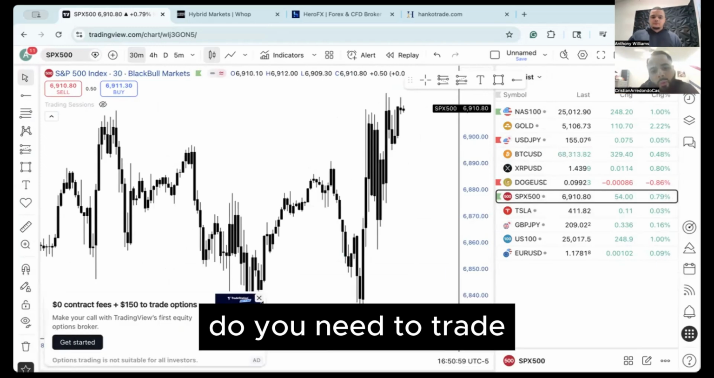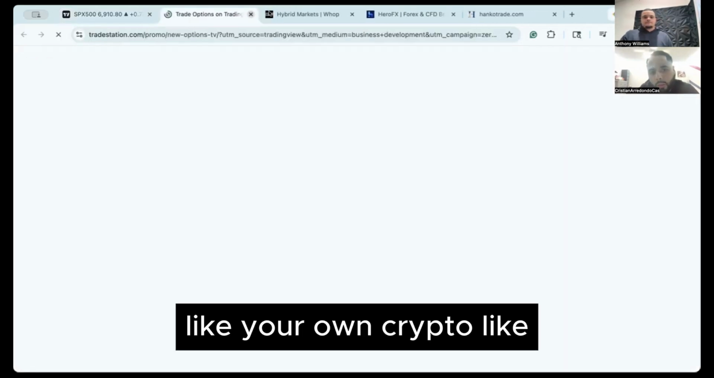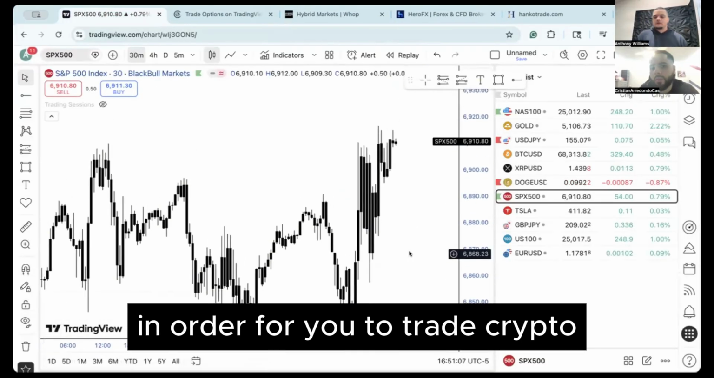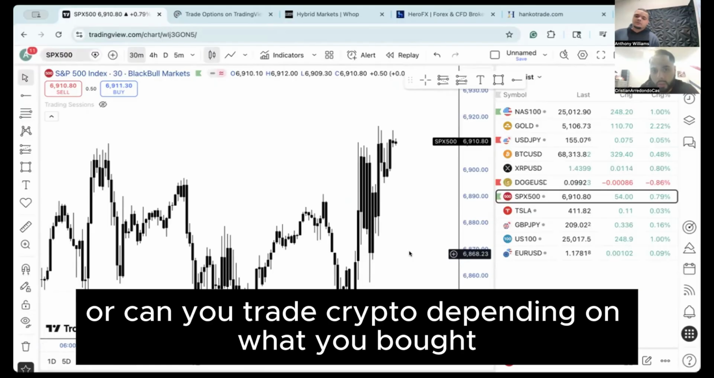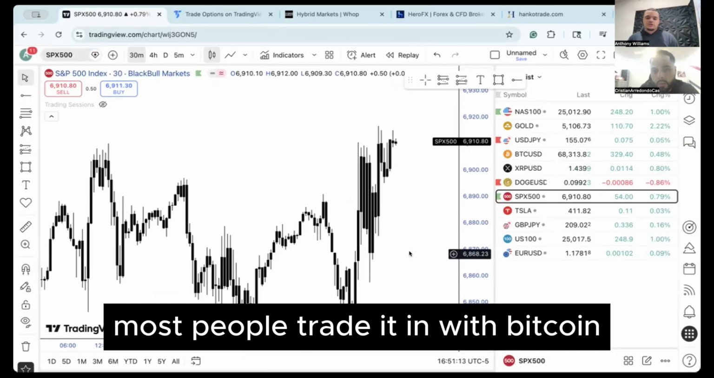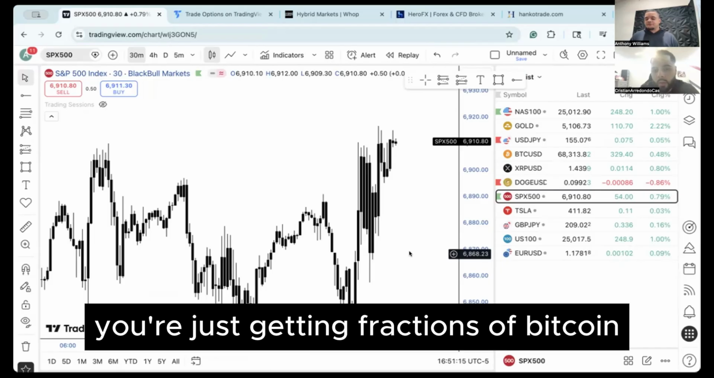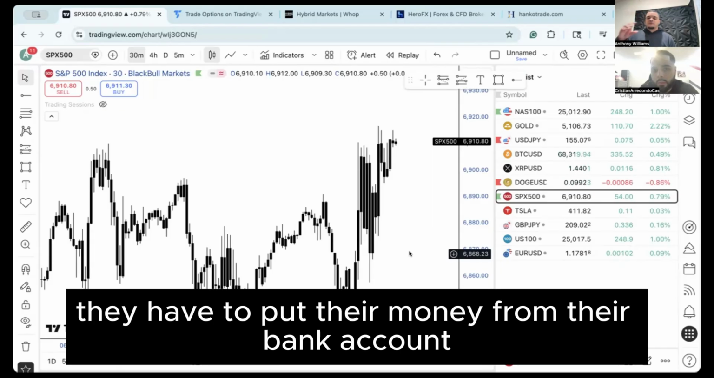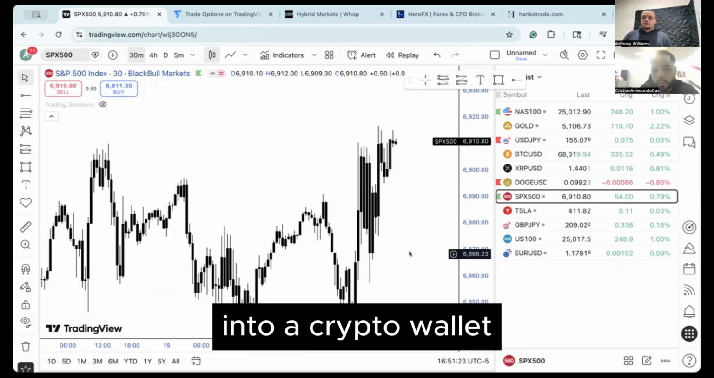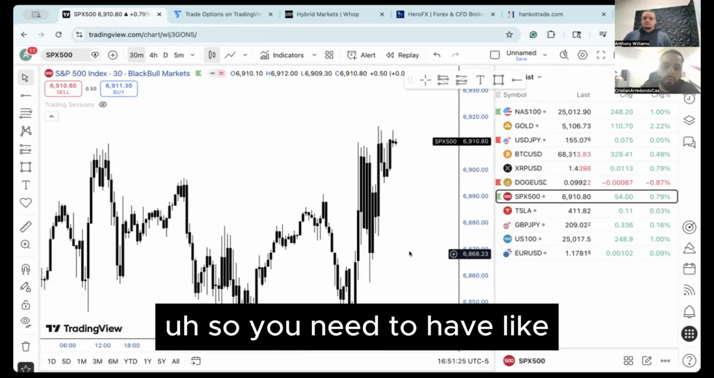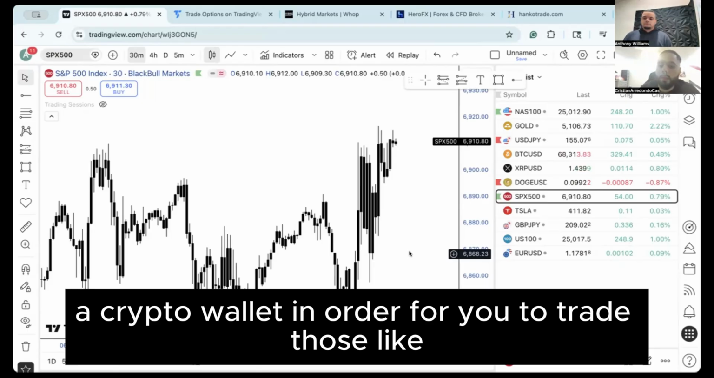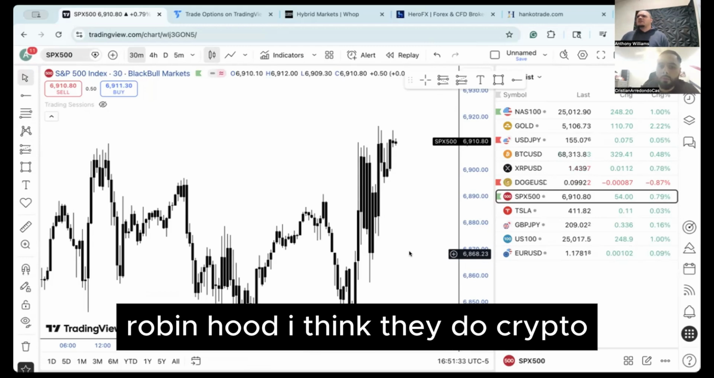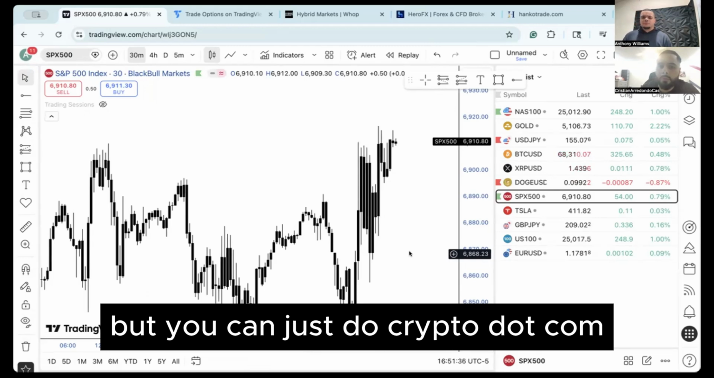In regards to crypto, do you need to trade your own crypto? Like, do you have to have crypto in order to trade crypto, or can you buy your own? Most people trade with Bitcoin or something like that. You're just getting fractions of Bitcoin, but that's how people buy crypto. They have to put their money from their bank account into a crypto wallet. So you need a crypto wallet in order to trade. Webull, Robinhood, I think they do crypto, but you can just do crypto.com.